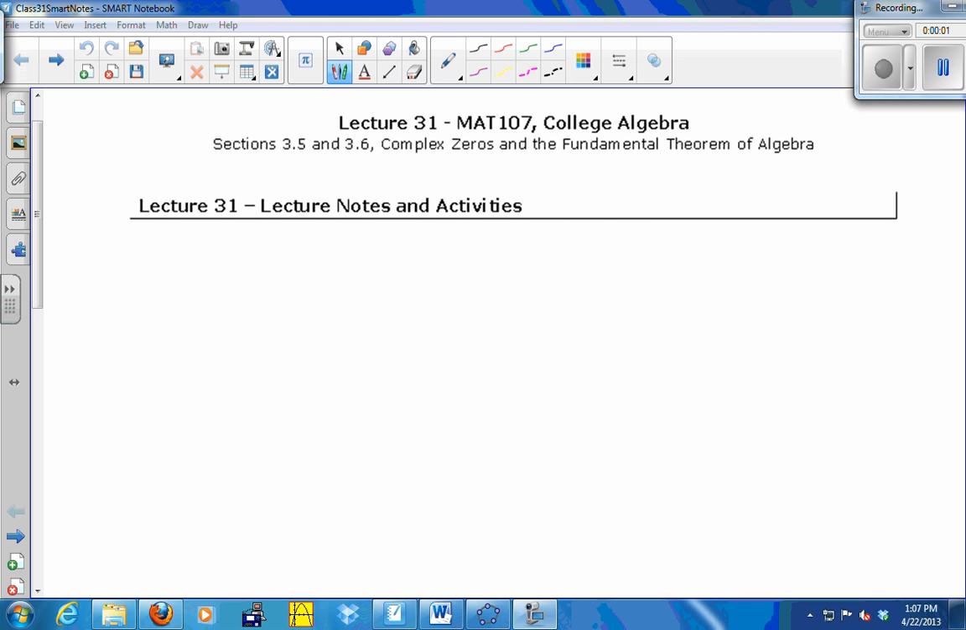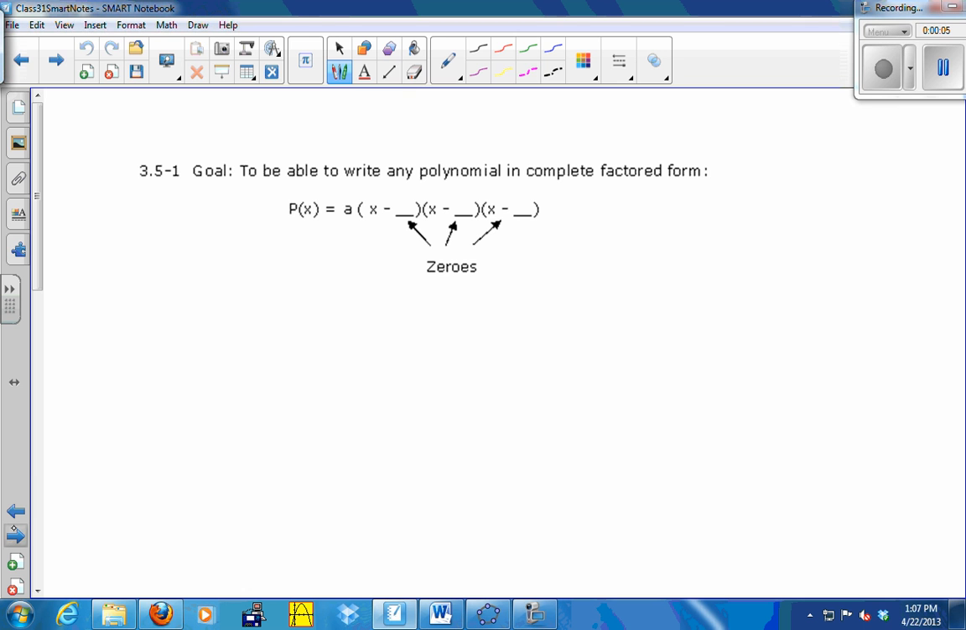Okay, so class 31, we're going to talk about complex zeros and the fundamental theorem of algebra. Our goal at the end of this class is to be able to take any polynomial and write it in completely factored form: x minus a zero, x minus another zero, x minus another zero. And this is what we were doing last class.